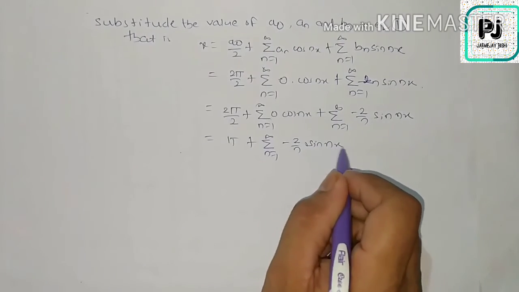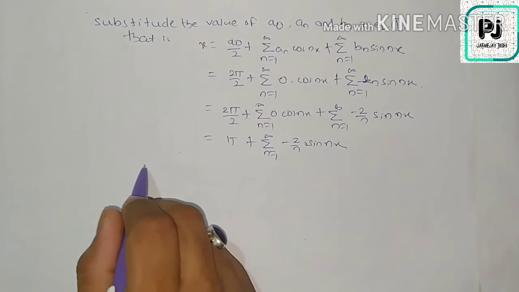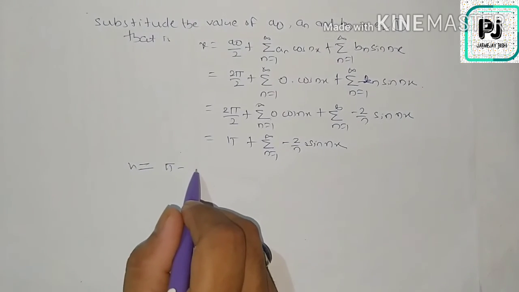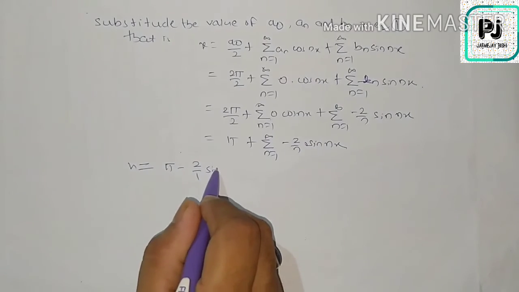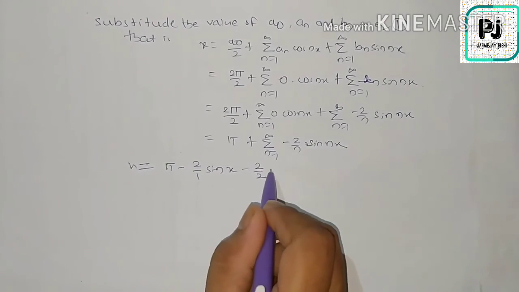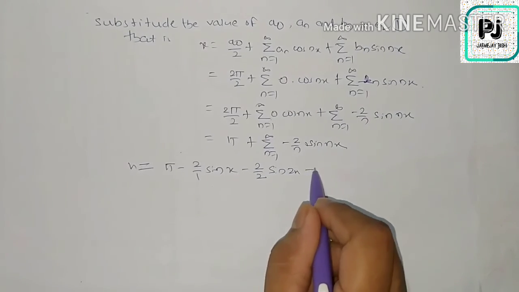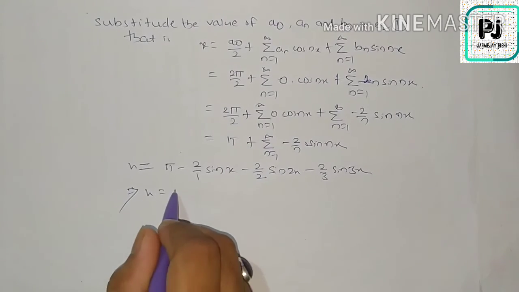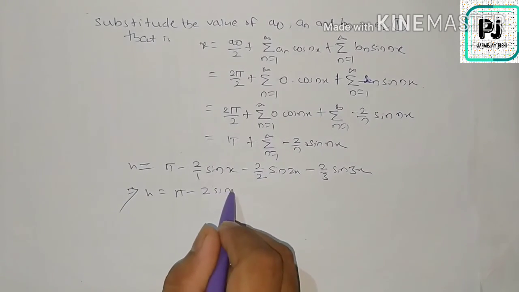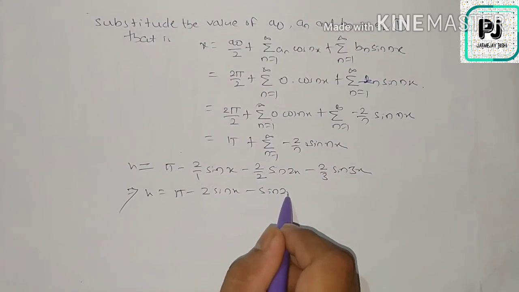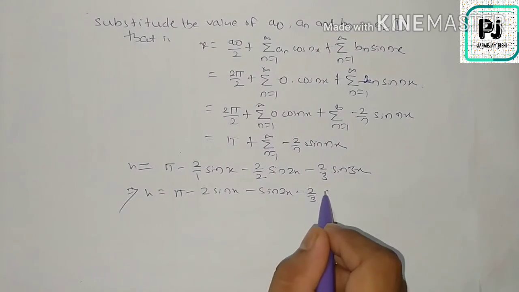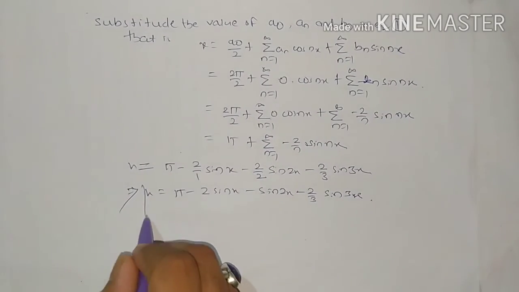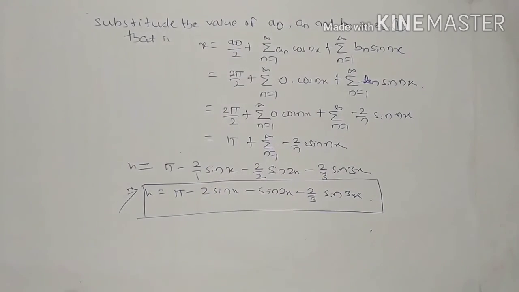Now we will expand the value of minus 2 by n sin nx. So x is equal to pi minus, the value of n we have to put here, 2 by 1 sin x minus 2 by 2 sin 2x. The value of n will be put in because it is from 1 to infinity. So now x is equal to pi minus 2 sin x minus sin 2x minus 2 by 3 sin 3x, and so on. This is the required equation, and this is the Fourier series solution for the question.